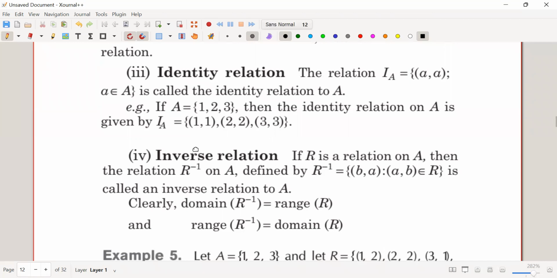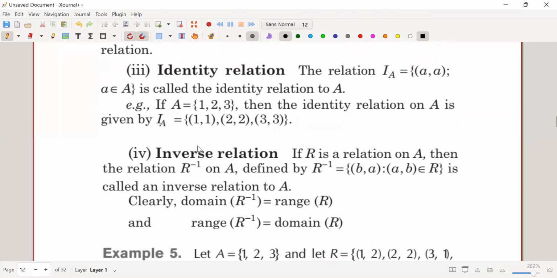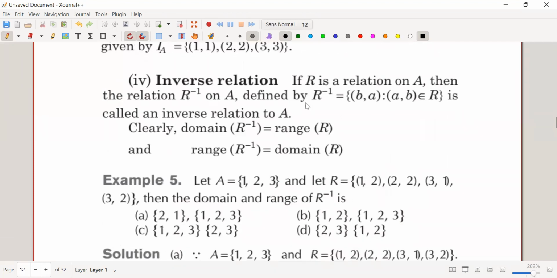What is inverse relation? Inverse relation, no idea? Identity relation is okay for you. Inverse relation: if R is a relation on A, then the relation R inverse on A is defined by (b, a) for (a, b) in R. Clearly, the domain of R inverse is the range.